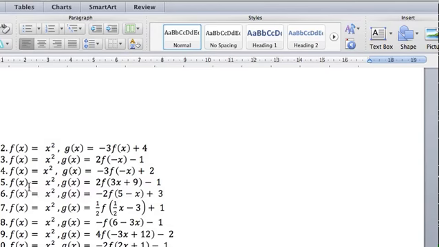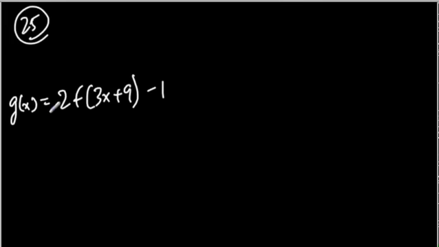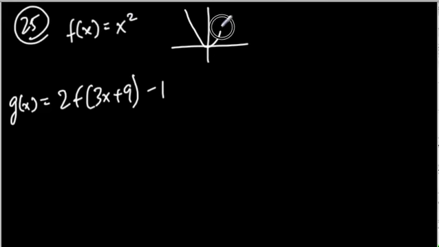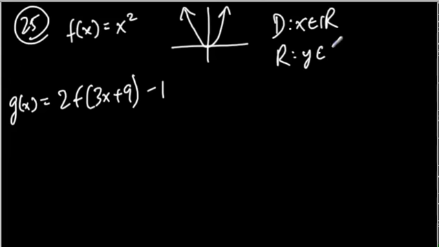25. It's 2f of 3x plus 9 minus 1. Oops, no, I meant f of x. So that's simply equal to x squared. Where is it? Oh, right. So the domain is x is an element of reals, and the range is y is an element of reals, y is greater than or equal to 0.